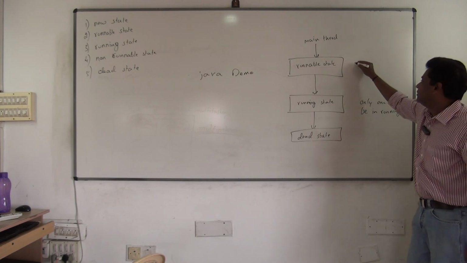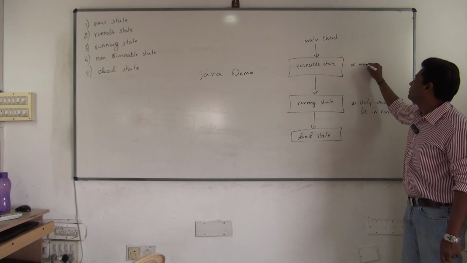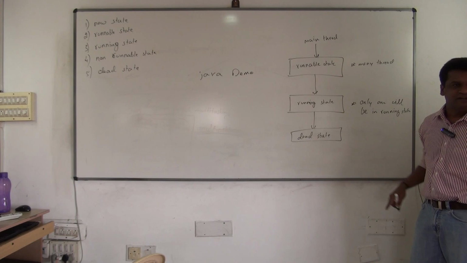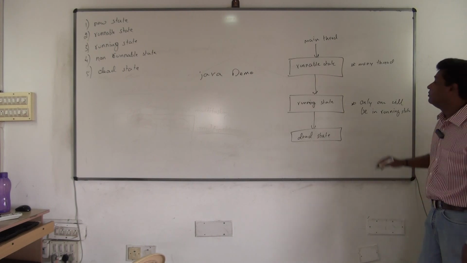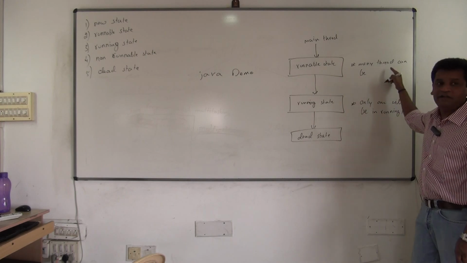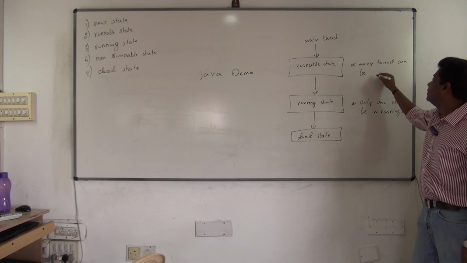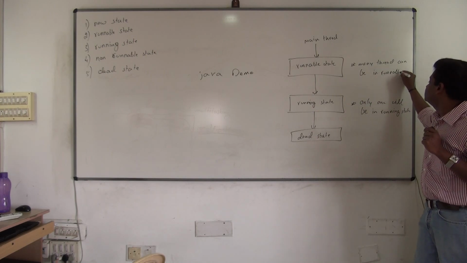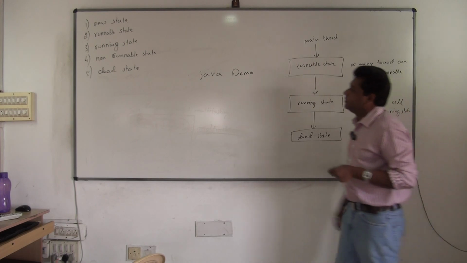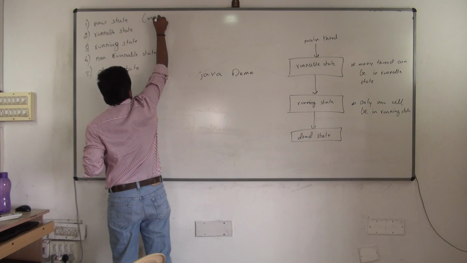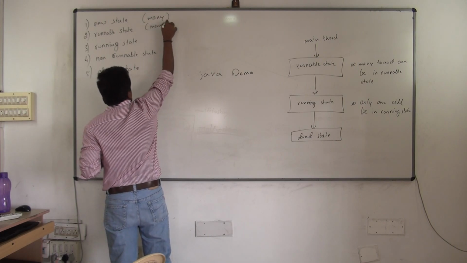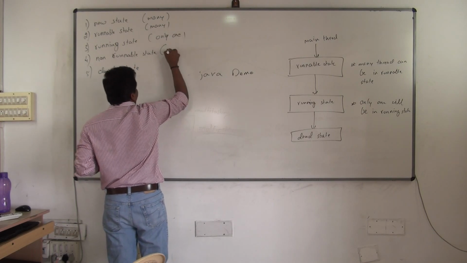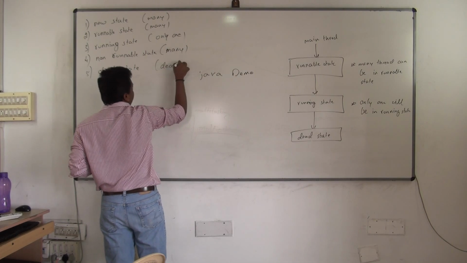Here you can have many threads. In all states, not only runnable, blocked, dead, you can have many threads. But in running state, always one thread will be there. But right now I am discussing only runnable, running and dead. Many threads can be in runnable state. See, new state, you can have many threads. Runnable state, many threads. Running state, only one. That you understand very clearly. Non-runnable, you can have many. Dead state, also you can have many.